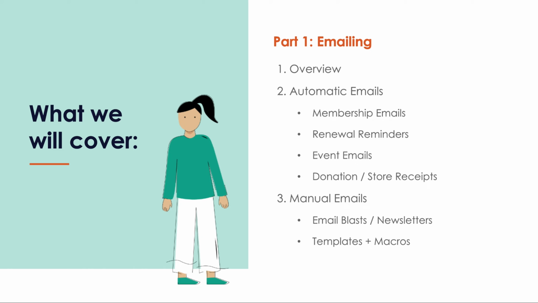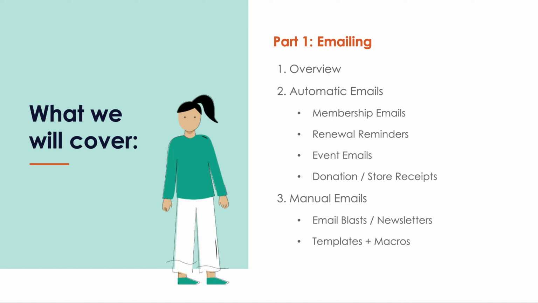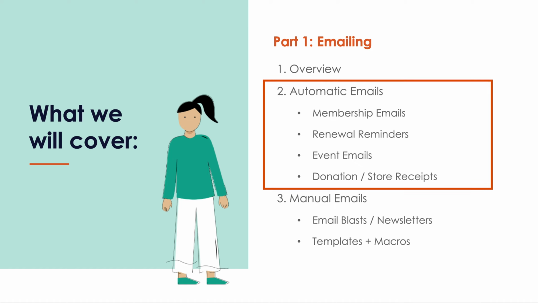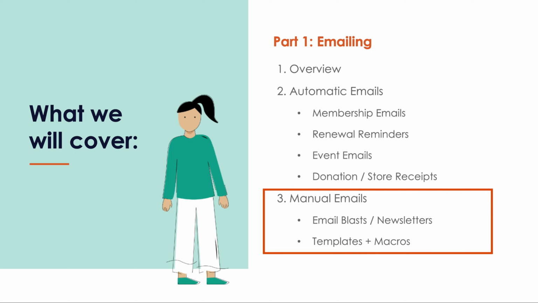To give you an idea of what this lesson will cover, first we'll go over a general overview of what's available in Wild Apricot, mainly touching on things like the automatic emails that exist for memberships and renewals, as well as events and donations, as well as how you can send manual newsletters, or other things that you would want to communicate to your members.